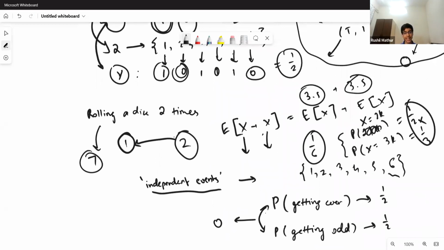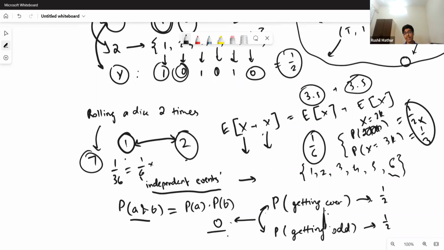So that's how we define independent events: if P of A and B is equal to P(A) times P(B), then they're independent of each other. But if P of A and B, like here, is not equal to half times half, then they're not independent, because getting even and getting odd are related to each other. You can't get both of them, for instance. And here it makes sense because the probability of getting a 1 here and a 1 here is 1 by 36, which is equal to 1 by 6 times 1 by 6. And it all works out properly.